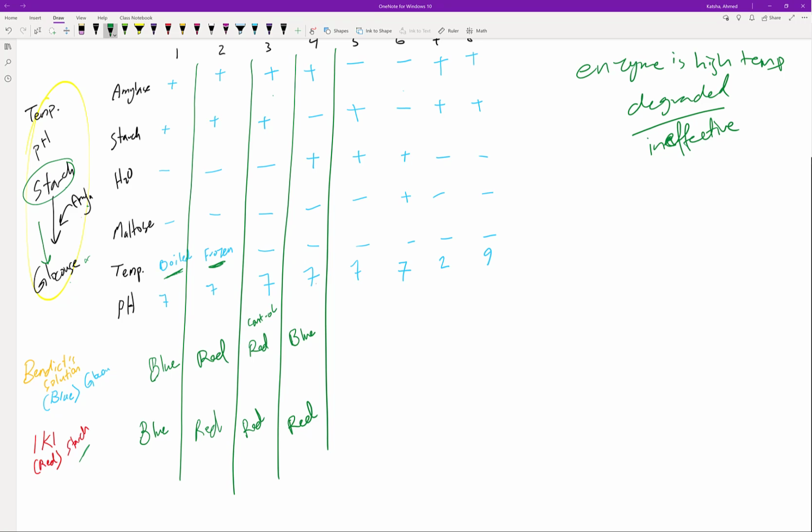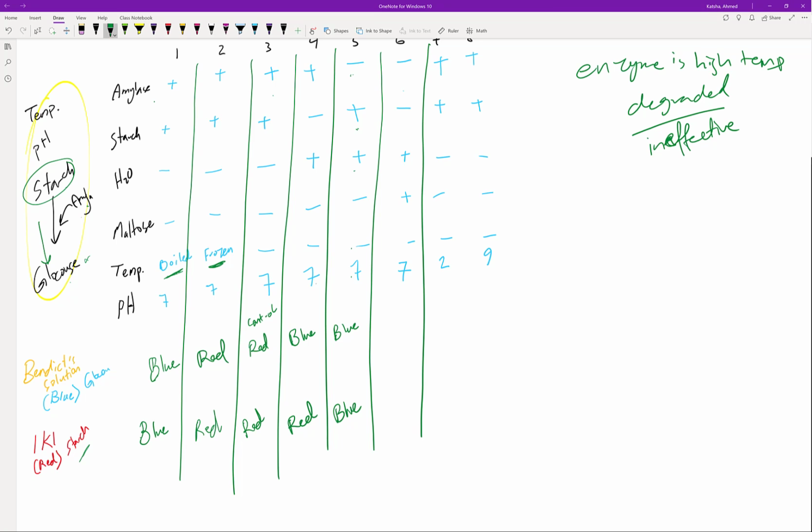Tube number 5 is the opposite. We did not put amylase, we put the starch and we put water. And we did not change the temperature or the pH. So here, for the Benedict solution, it will remain blue because there is no glucose. But the IKI, it will turn blue. Why? Because there is starch, and that starch remained in the tube since there is no enzyme to convert it.